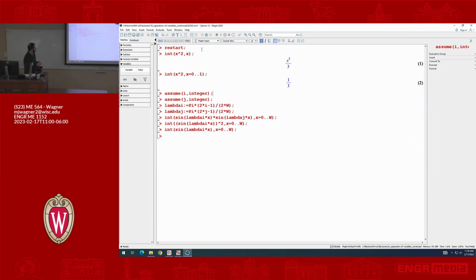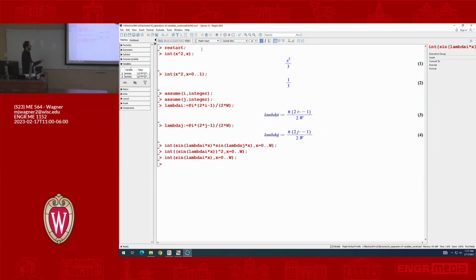What we need to do is program in these lambda functions. So lambda i, if you remember, is going to be pi times (2i minus 1) over 2w. That was from early last lecture. What we want is to prove that if I have some lambda index i and another lambda index j, these follow the properties of orthogonality. So we can do that. I'm going to say lambda i is this function, but I need to tell it that i is something special. So i is an integer. We're going to assume i is an integer, assume j is an integer, and get these two expressions.